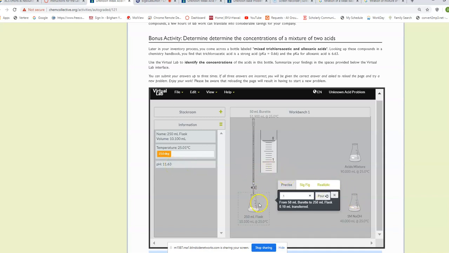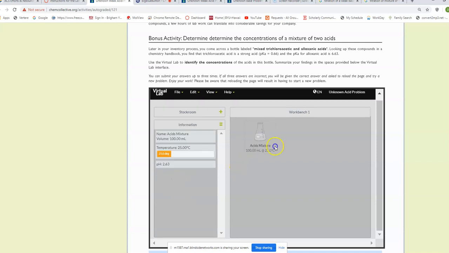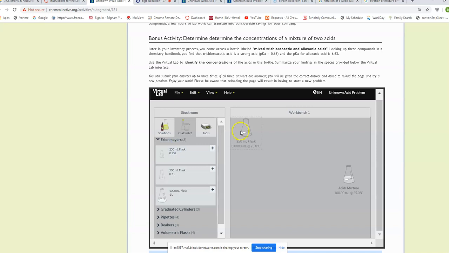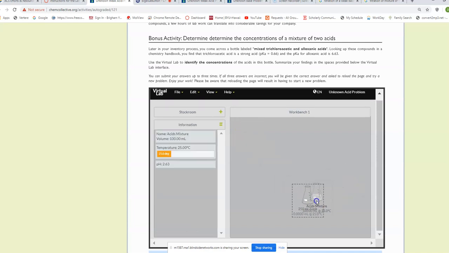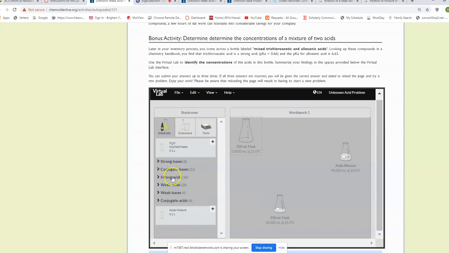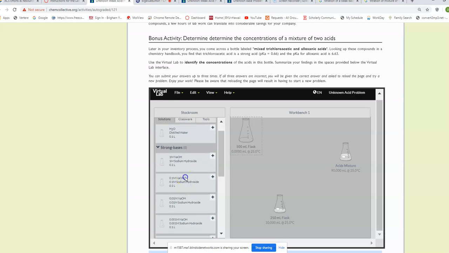So I have to try again with a different solution. So my acid mixture, how many milliliters did I add that time of my acid mixture? Did I just add 1? I'm not sure. You weren't saying anything. Okay. So I added 10 this time. I added 10 milliliters of my acid mixture. And let's get some solutions. Strong base. Let's do the 0.1 molar this time.